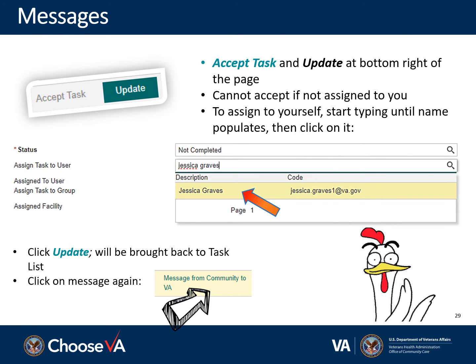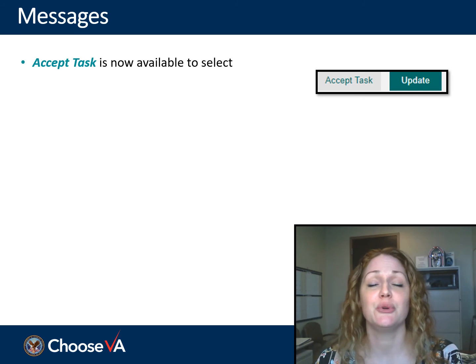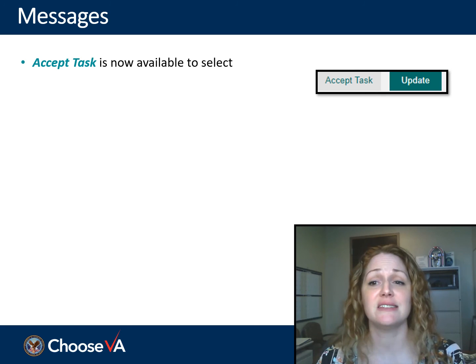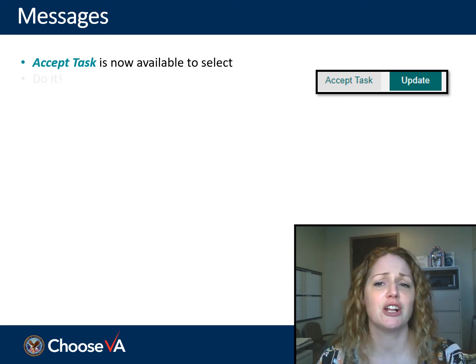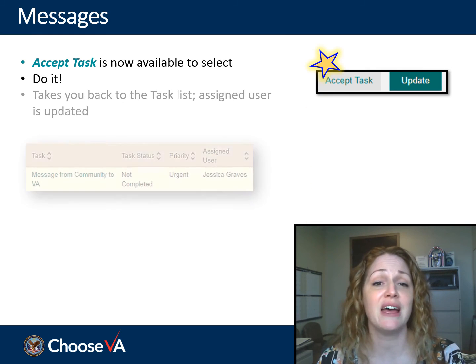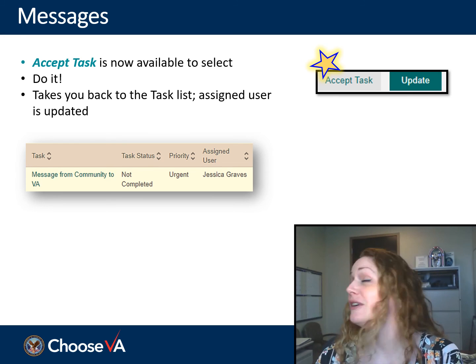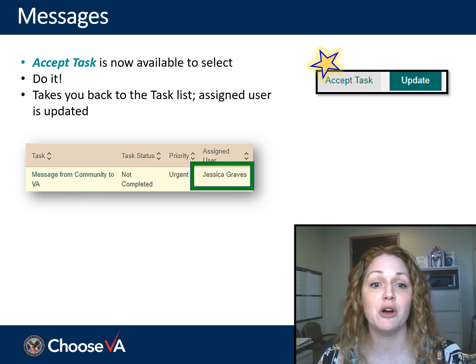Good job! Great start. Now that you've assigned the task to yourself, it is time to accept it. You'll see on the message that the accept task button is now colorful instead of grayed out. So then what you want to do is click on it. Once you do that, you'll be taken right back to the task list, and you'll see that the assigned user is now changed to your name, hopefully, if you've assigned it to yourself.